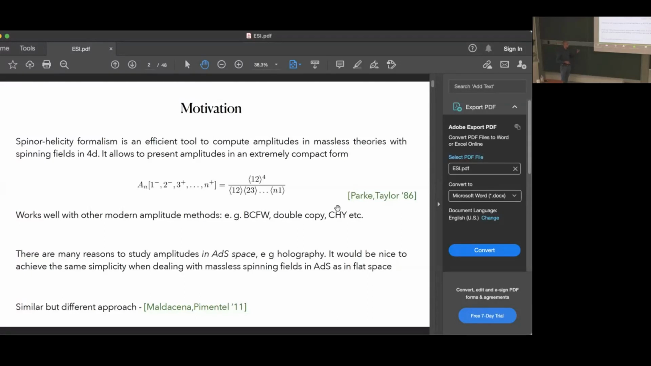I don't know if you are familiar with this topic, maybe you've heard about another spinor-helicity formalism for fields in AdS by Maldacena and Pimentel. So what I'm going to explain is something a bit different.